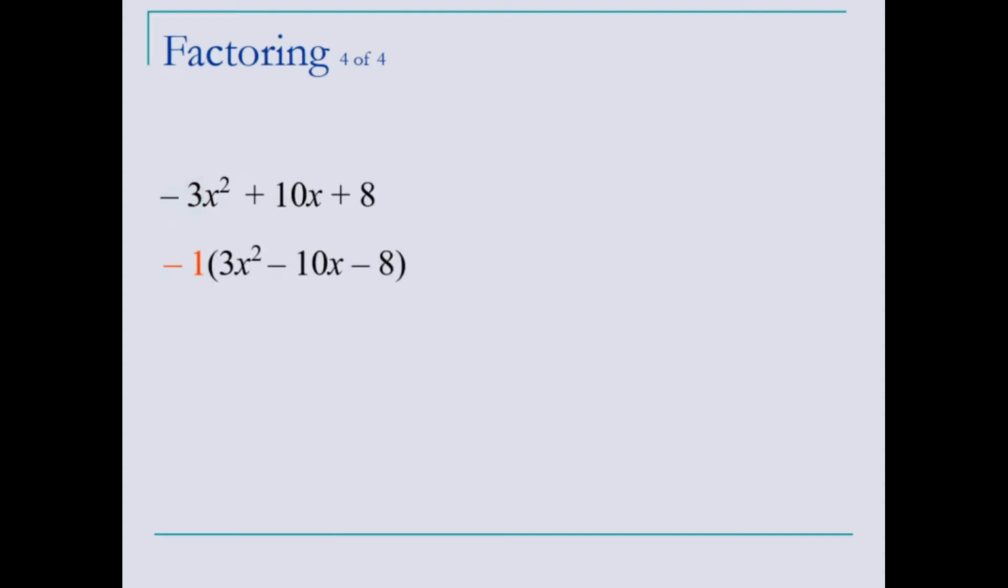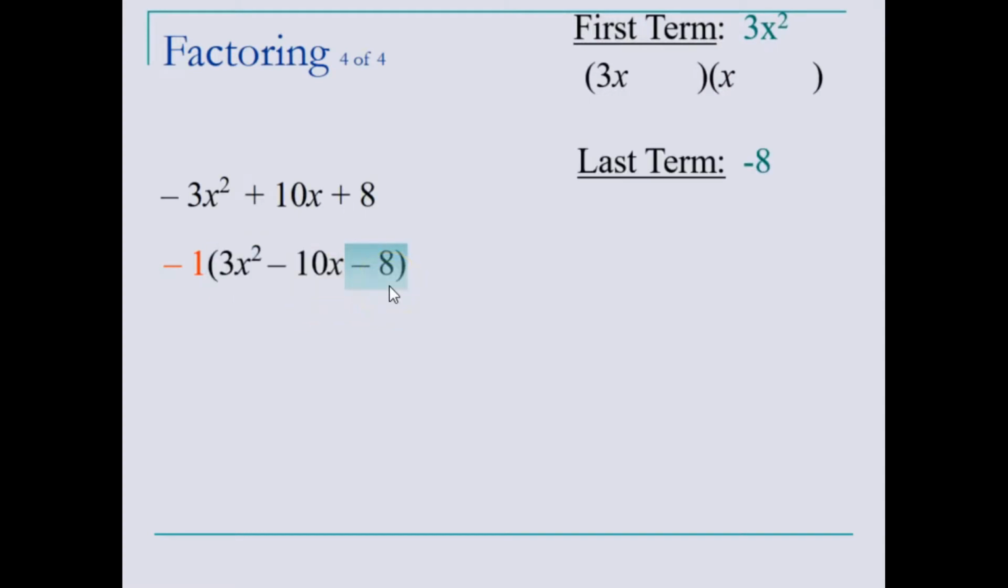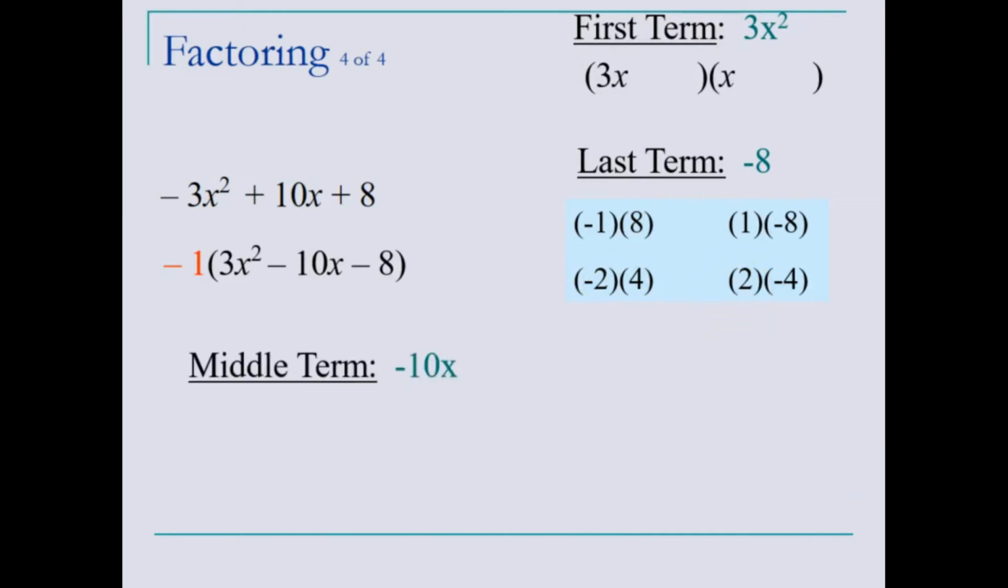Now we will work with the remaining trinomial to factor this. So we're looking for factors of first terms that multiply to give us 3x squared. This is prime, so we only have one option. Here we have our constant of negative 8. Showing here are the two possibilities, doubled because of switching the sign of a positive and a negative factor.